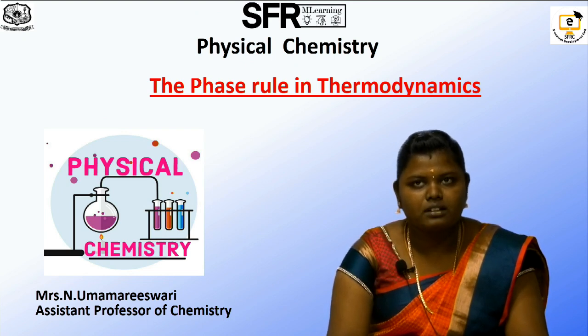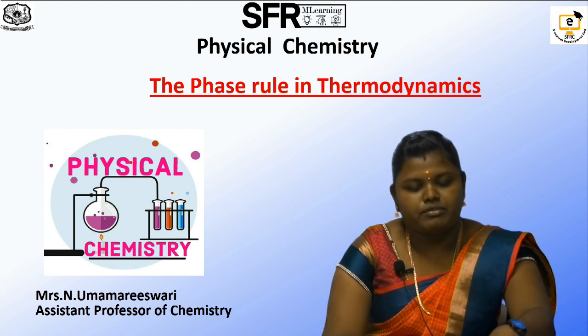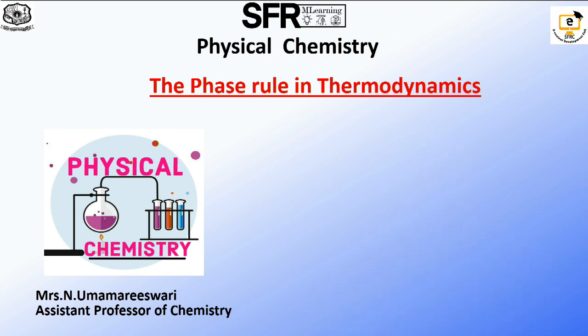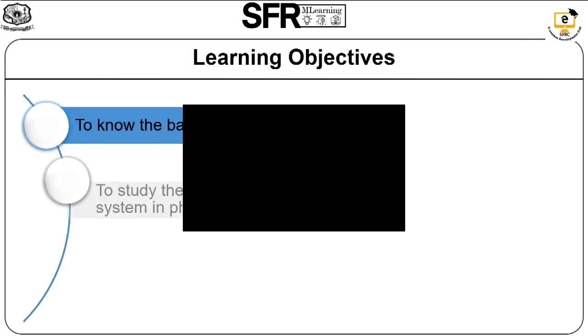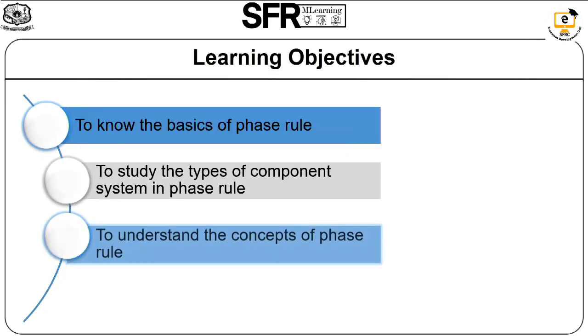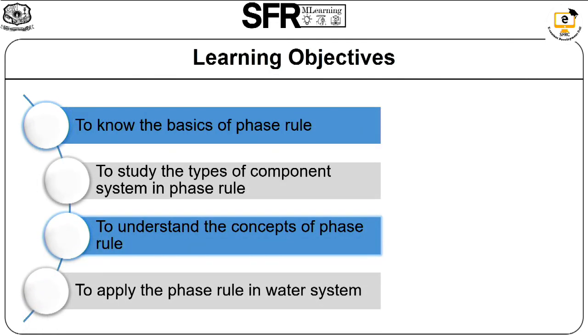Today's topic: the phase rule in thermodynamics in physical chemistry. First, we see about the learning objectives: to know the basics of phase rule, to study the types of component system in phase rule, to understand the concepts of phase rule, and to apply the phase rule in the water system.